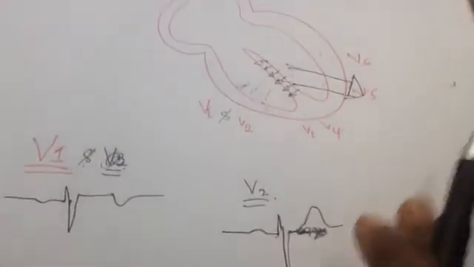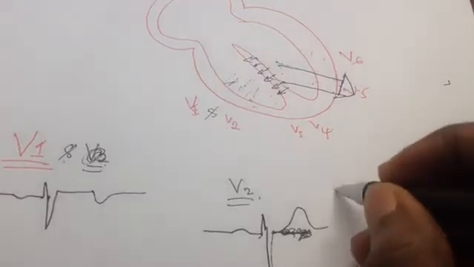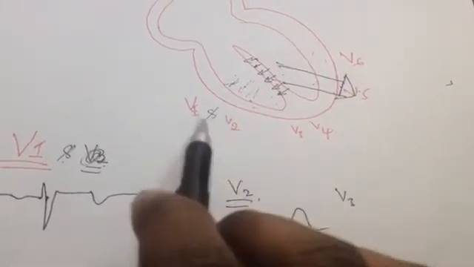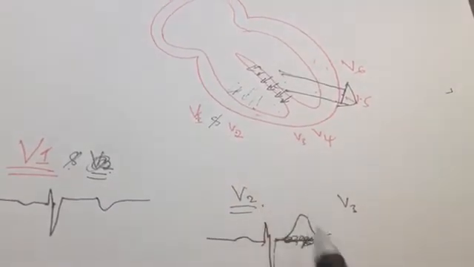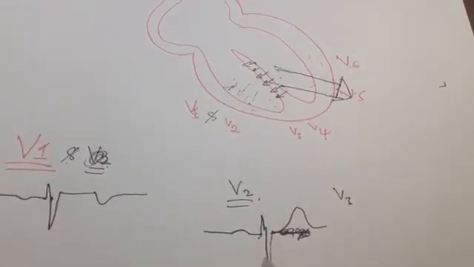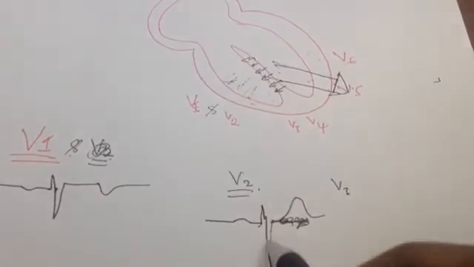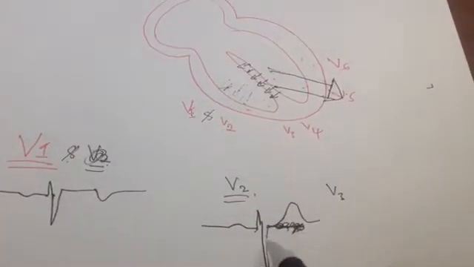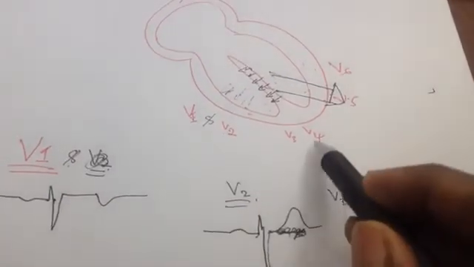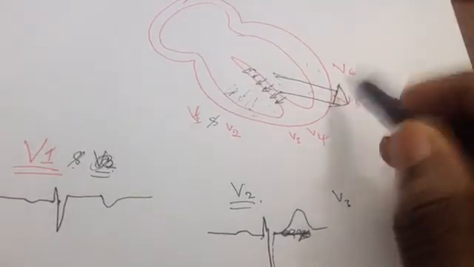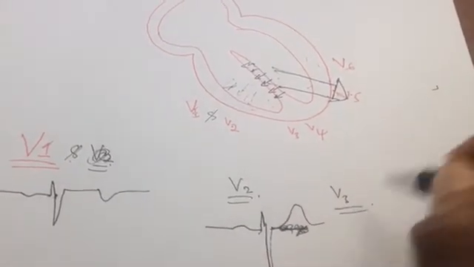So now we are going to see V3 and then V4. As we move toward this side, the S wave becomes shorter because we are moving toward the strong electrical activity. So this negative deflection is going to be much shorter toward this side. This is V3.